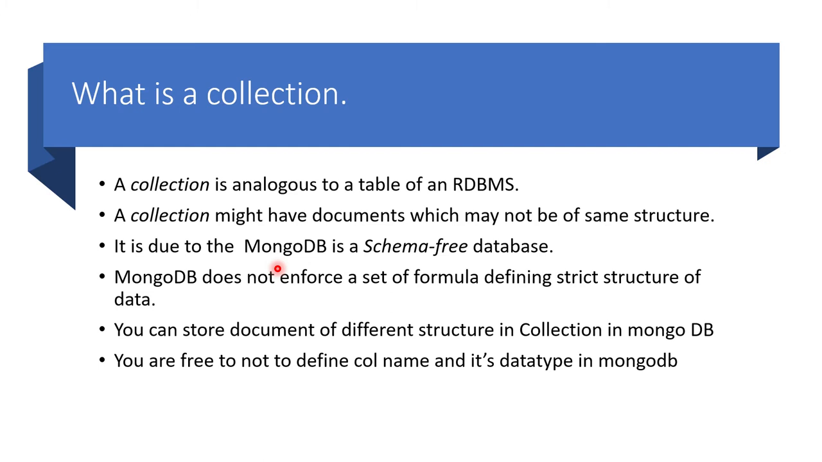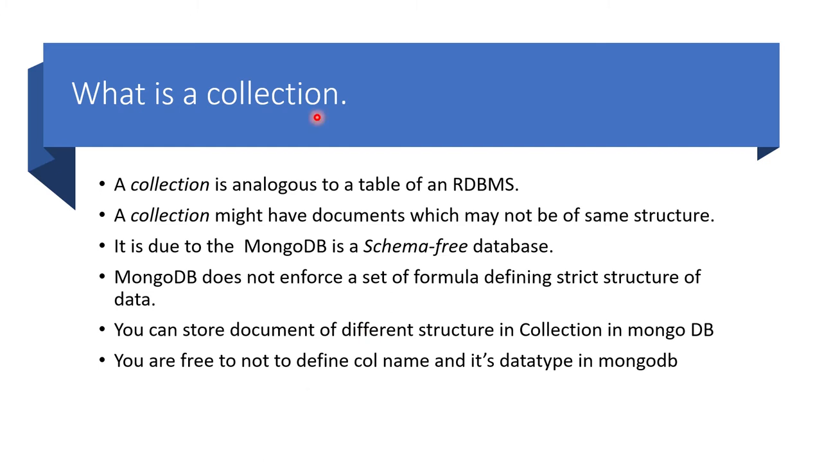But in case of RDBMS, the same is not true. You will have to follow it strictly. It doesn't allow you. So MongoDB does not enforce any kind of strict schema design. So in one of the documents, you can have two fields. Another document, you can have three fields, four fields, so on and so forth. So in case of MongoDB, you are free to define your column name or the data type, but the same is not true in case of RDBMS.